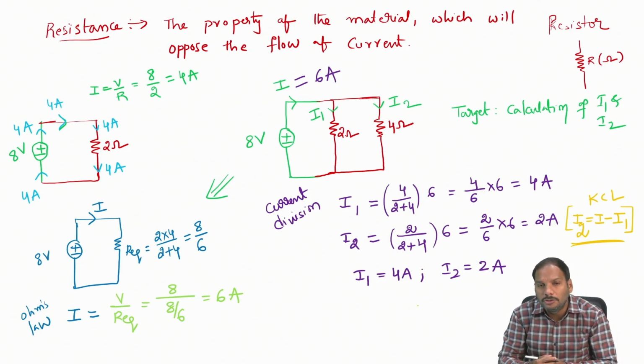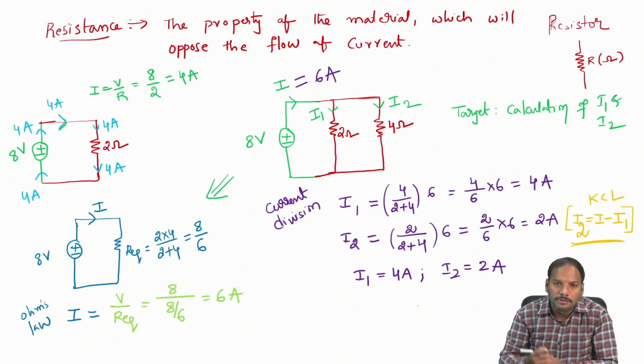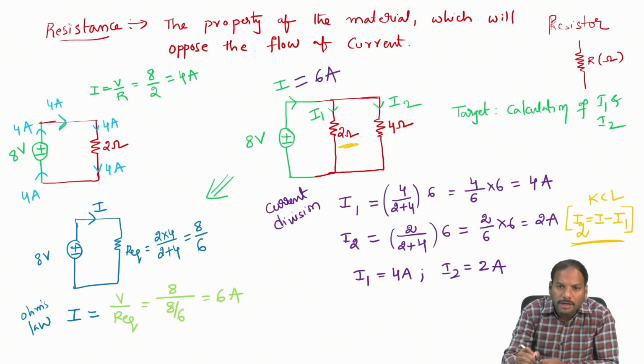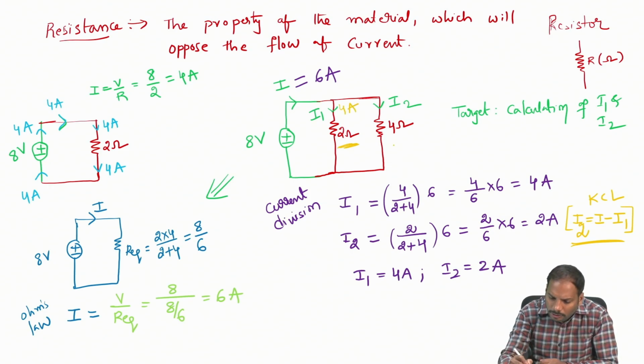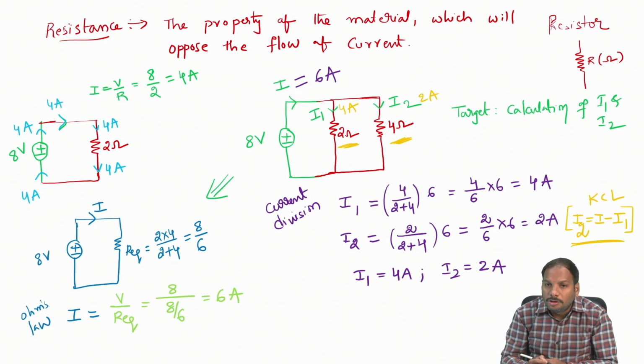Now observe the definition of resistance. What is the definition of resistance? Resistance is the property of the material which opposes the flow of current. Now observe the 2 ohm resistor. What is the current entering through it? It is 4 amperes. Now observe the current through the 4 ohm resistor. What is the current entering through it? It is simply 2 amperes. So the low resistance 2 ohms is allowing more current and the higher resistance 4 ohms is allowing less current, that is 2 amperes.